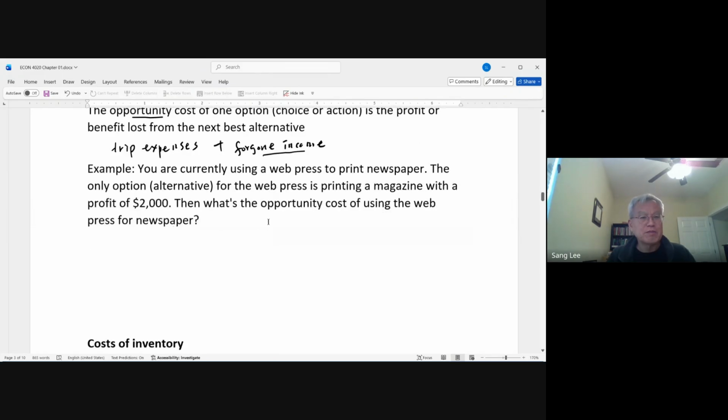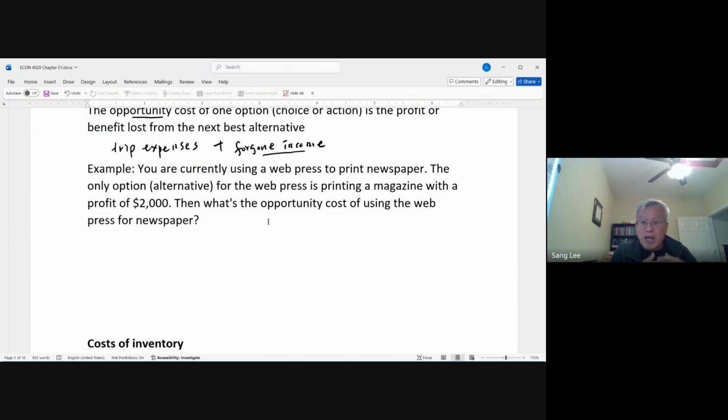Here is a very basic, simple question, just for warming up. You are currently using a web press to print newspaper. So you are using a web press machine, and you just use it to print the newspaper. Then the only other alternative for the web press is printing a magazine with a profit of $2,000. We don't know how much profit you are making by using the web press to print newspaper. That's not important.